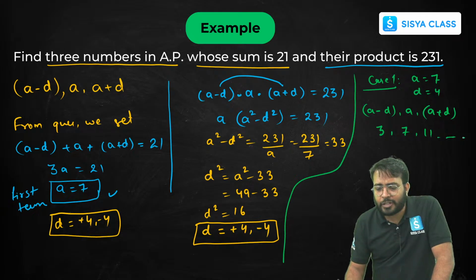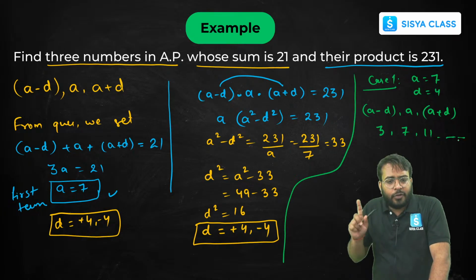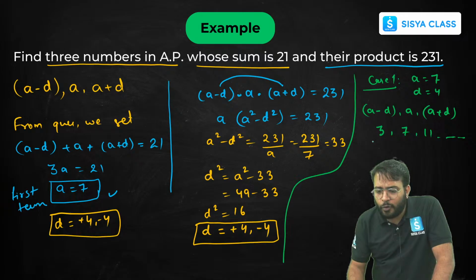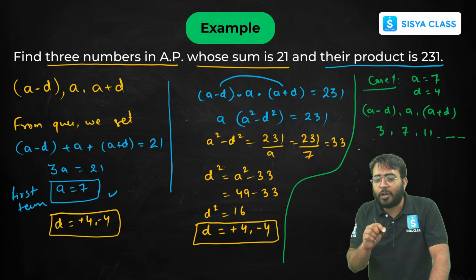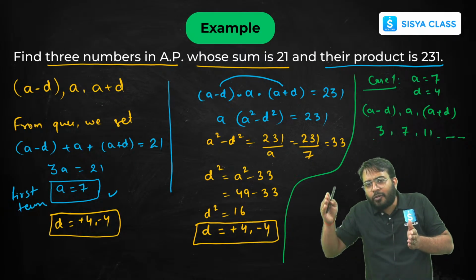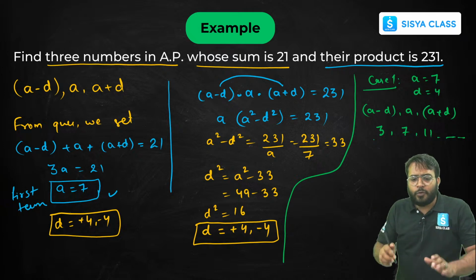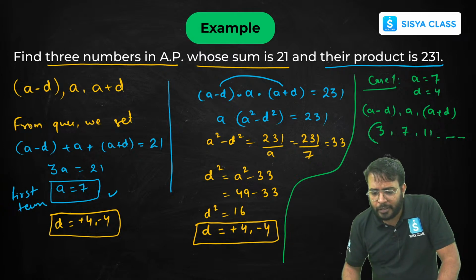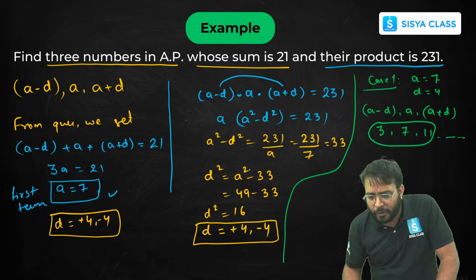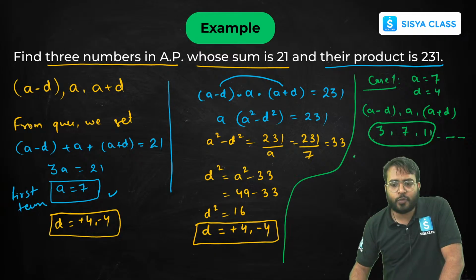So that means your AP is going to be like this, and your three terms are going to be 3, 7 and 11. Your AP is 3, 7, 11, and continuous. You need to find out only three terms, so only three terms means 3, 7 and 11, they are your three terms. What is your case 2?